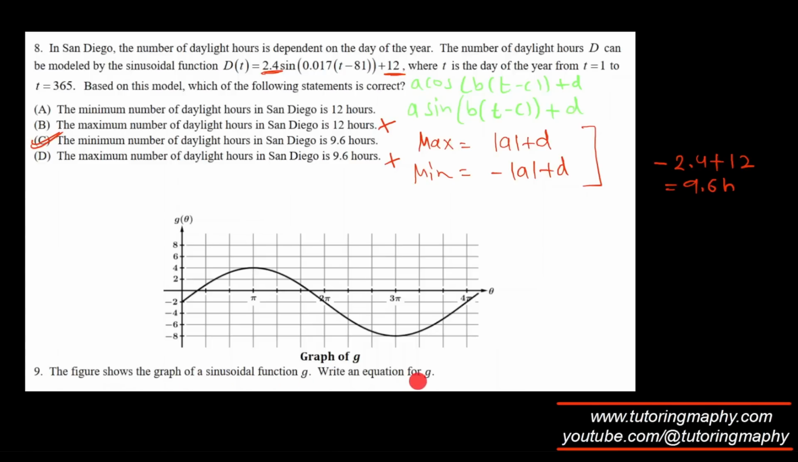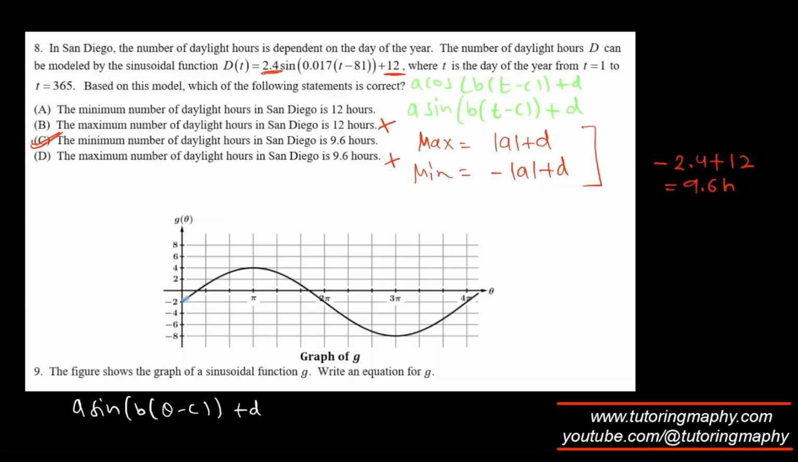Over here, we need to write the equation for G. Let's first start with the period, because the general equation is A sine(B theta minus C) plus D. You can write it as A cos as well. It doesn't really matter because both are correct. You will get an equation for both of them. Both are sinusoidal.